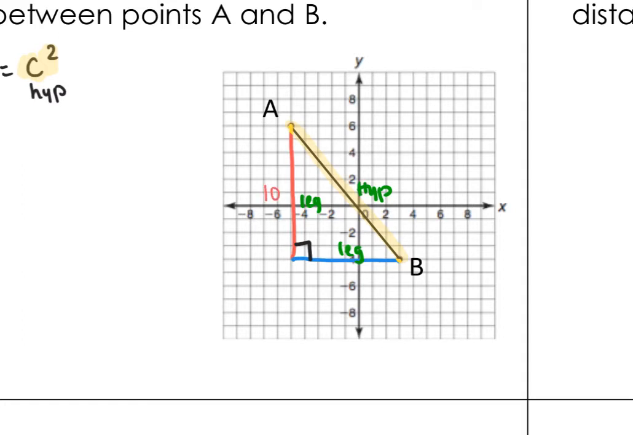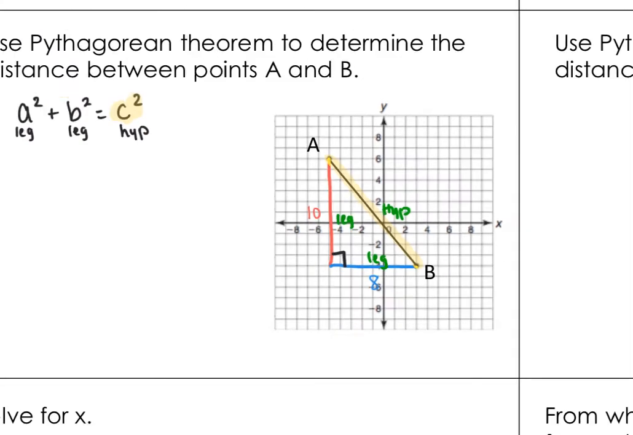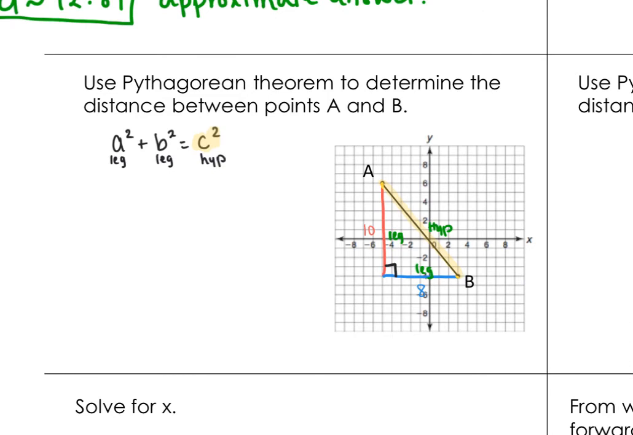And then we can do the same thing across. We're going to count the boxes between the points. So 1, 2, 3, 4, 5, 6, 7, 8. So this leg is 8. So now I have A and B. There's A, and there's B, and we're just going to plug into Pythagorean theorem.